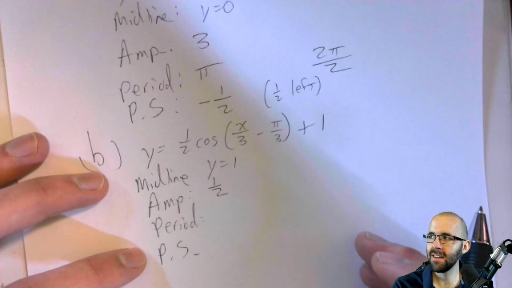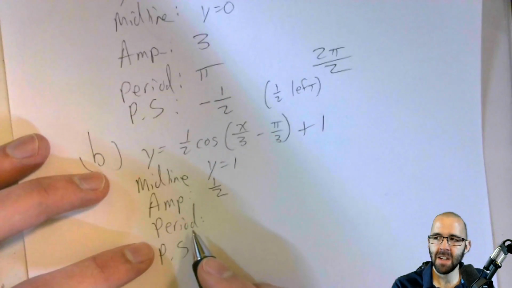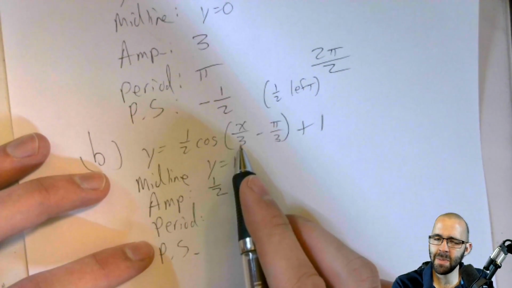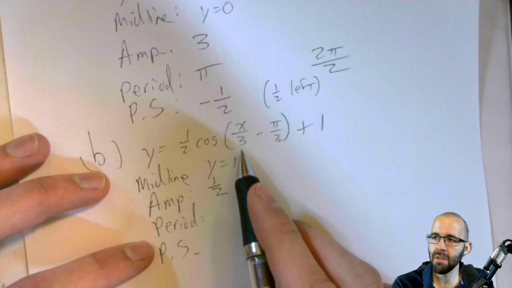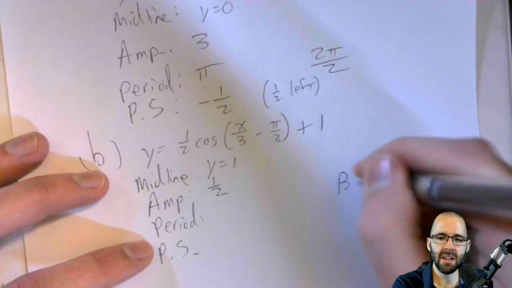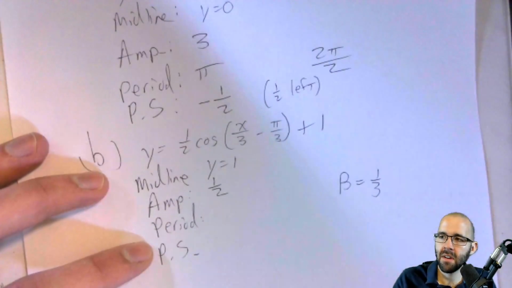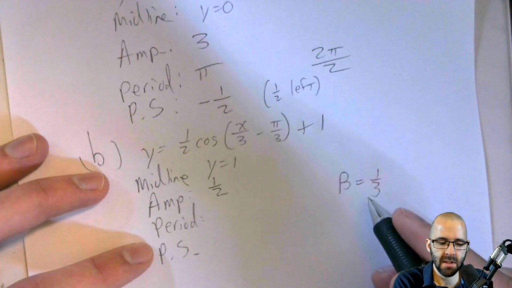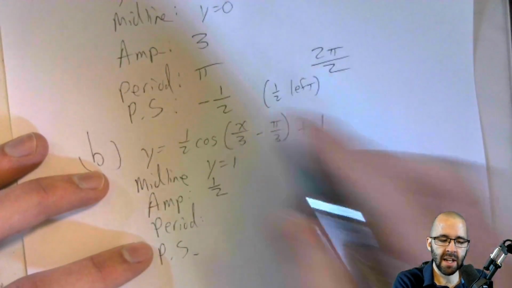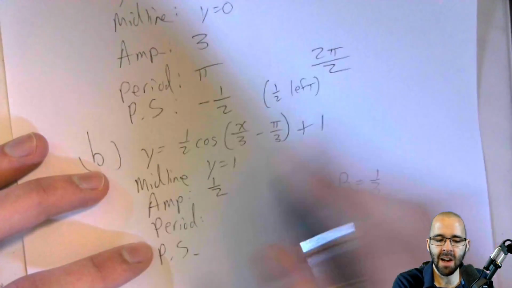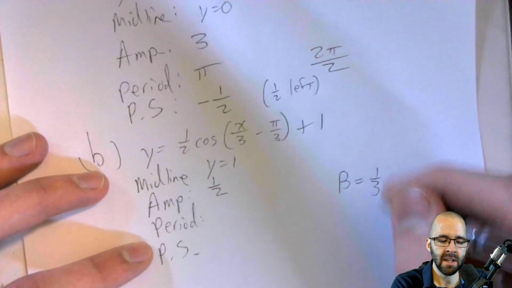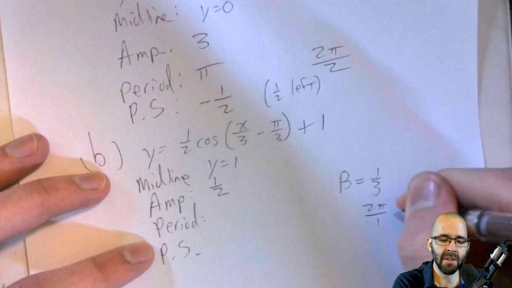Period, be careful here, period is going to be 2 pi divided by b. But what is b here? b is not 3. b here is actually 1/3. Be a little careful on this one. It's x over 3, which is 1/3 times x. So b is 1/3. So period is going to be 2 pi divided by 1/3.